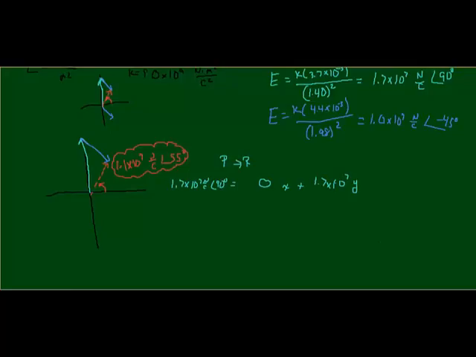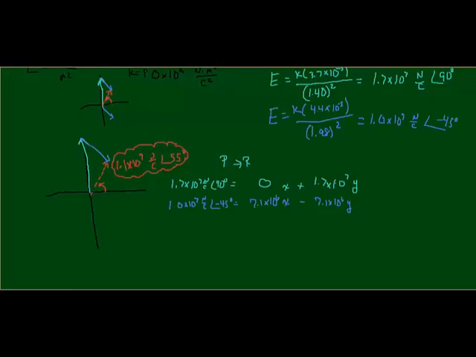And then my second field, 1.0 times 10 to the 7th newtons per coulomb at an angle of negative 45 degrees. And then that turns out to be 7.1. Now be careful here. This is 7.1 times 10 to the 6th in the x and a negative 7.1 times 10 to the 6th in the y.